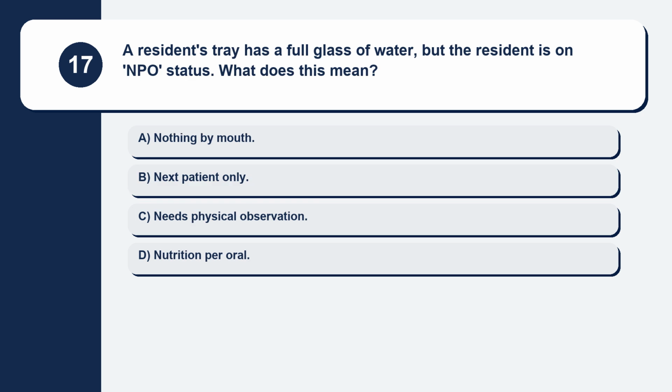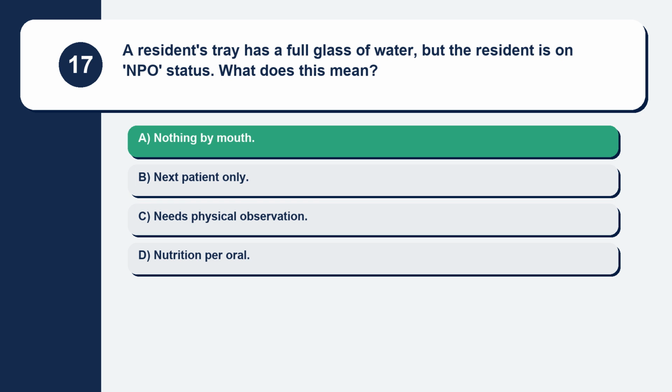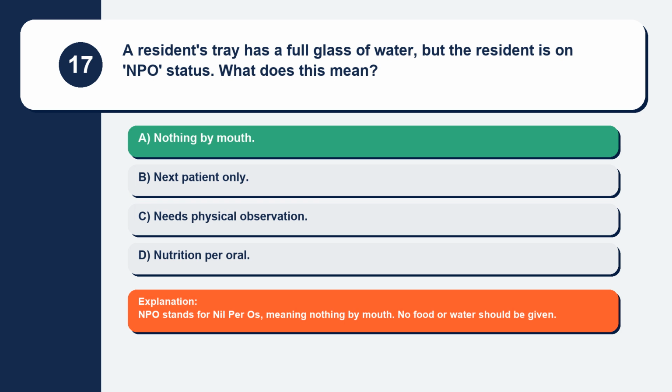Question 17. A resident's tray has a full glass of water, but the resident is on NPO status. What does this mean? Nothing by mouth, next patient only, needs physical observation, nutrition per oral. NPO stands for nil per os, meaning nothing by mouth. No food or water should be given.